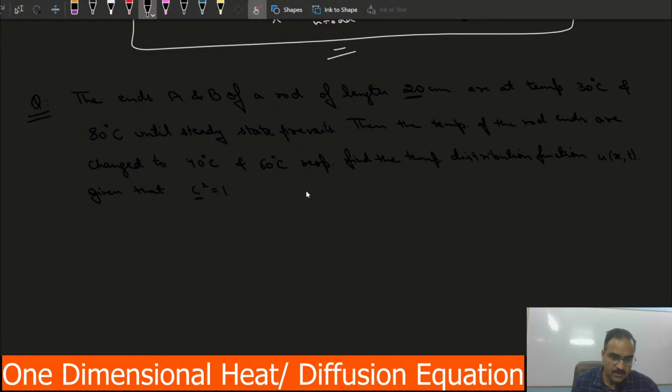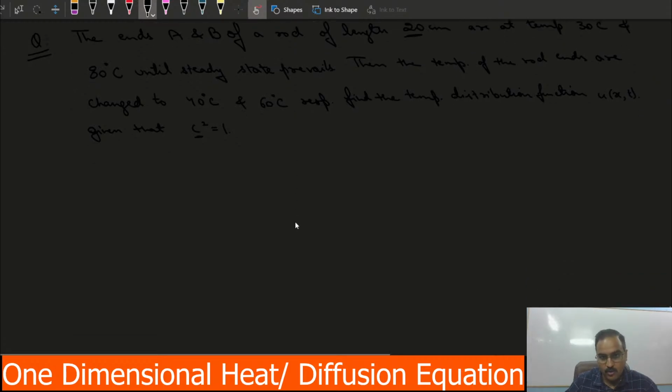In such type of question, c square can be dependent upon specific heat, density and thermal conductivity. Okay, so it can vary from question to question. So we have to solve this question. First of all, we understand what the statement is.